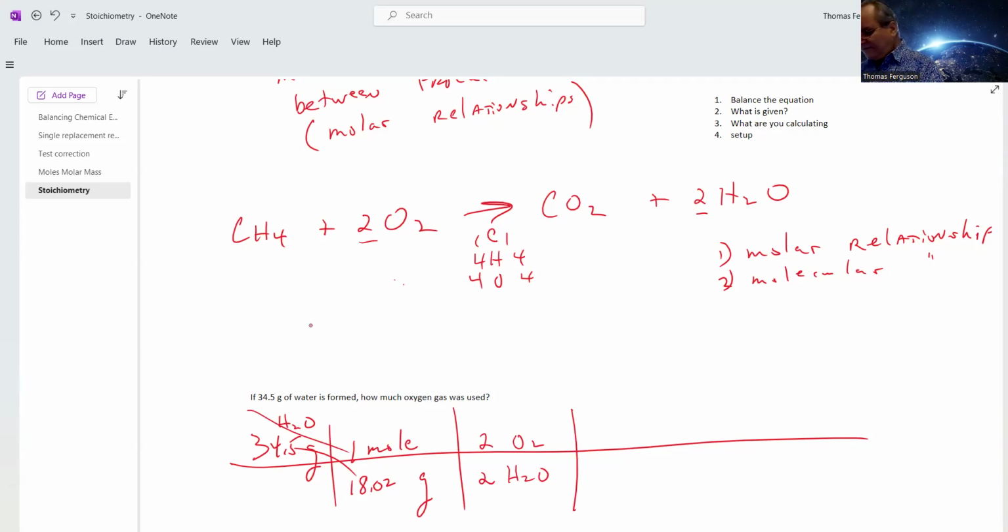Okay, now we have moles of oxygen gas. We want grams of oxygen gas. So we need to convert now over to grams of oxygen gas. Okay, and it's 3 sig figs, 4 sig figs, 3 sig figs. So our answer is going to be 3 sig figs. So we've got 34.5.